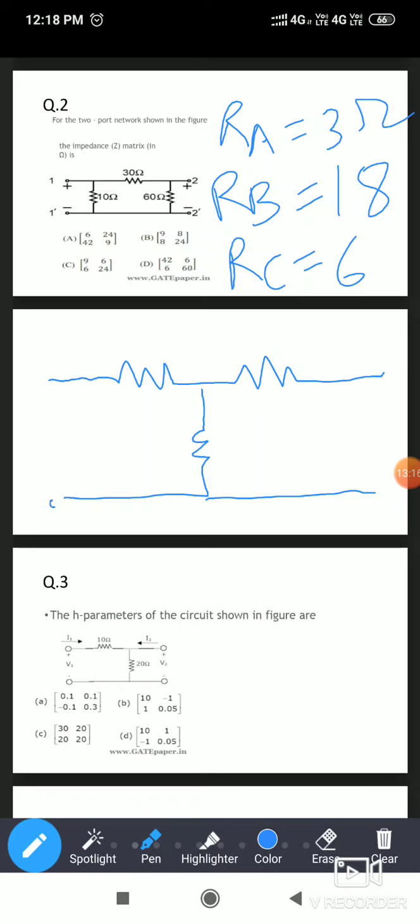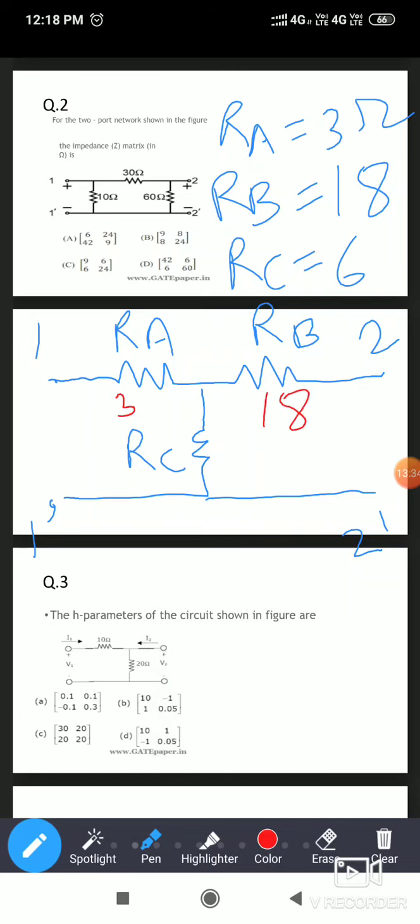okay, now here this will be the RA, this will be the RB, and this will be the RC. Okay, now this is the 1 dash, this will be the 2 dash. Now what are the values here? RA is equal to 3, RB is equal to 18, and RC is equal to 6. So as this will be the T network, it is easy to find out all parameters.